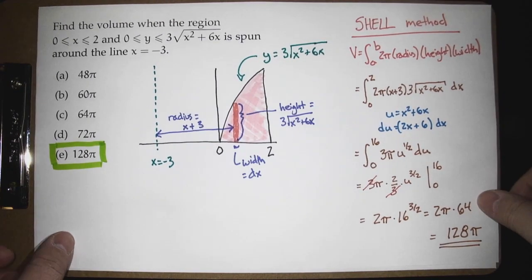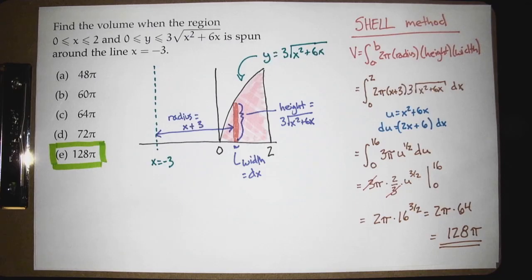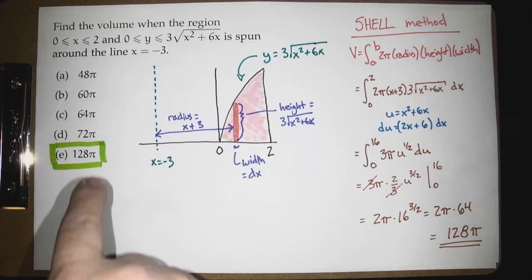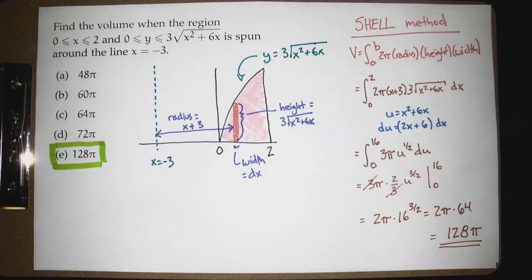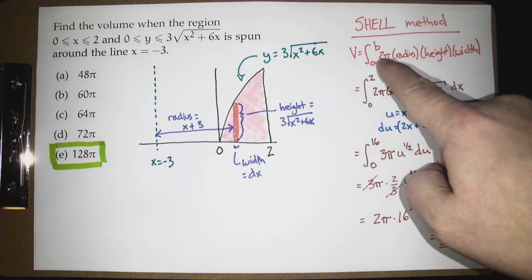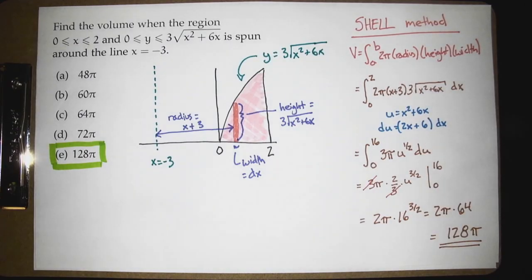The answer is 128 pi. Well, how close is 64 pi to 128 pi? Yeah, 2 away. So if you forgot the 2, you would have gone 64 pi. All right, so be careful. Be careful.